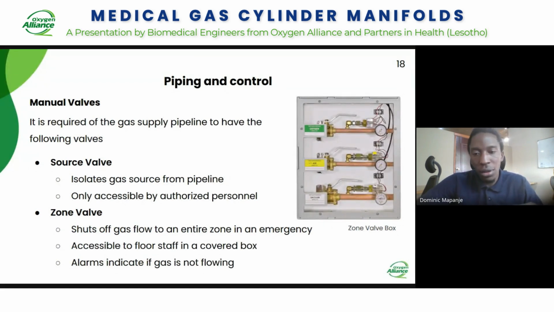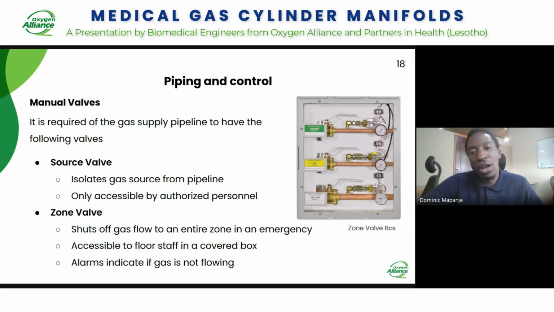So there are important things that you need to have when you have this system of manifold and the pipings. You have manual valves, and you also have regulators throughout. We have said that the regulators are there to control the pressure that you need in those pipelines. So if you want 6 bars or 4 bars at the outlets, you use a regulator to control the pressure to be 4 bars in the pipings.